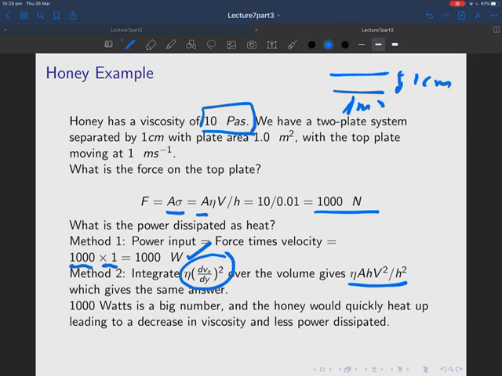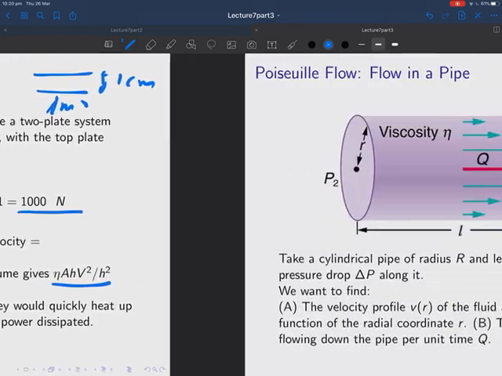If we did this for a while, the honey would quickly heat up, and we'd get a decrease in viscosity, of course, as the honey heats up, and we get less power dissipated until we reach some steady state, or the honey starts to vaporize eventually, probably boils away.